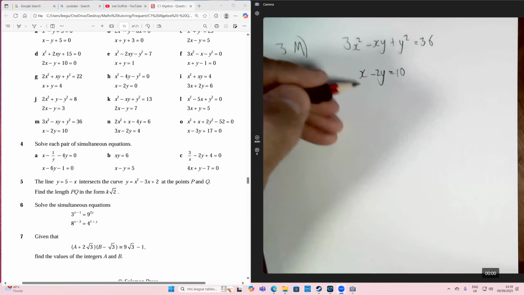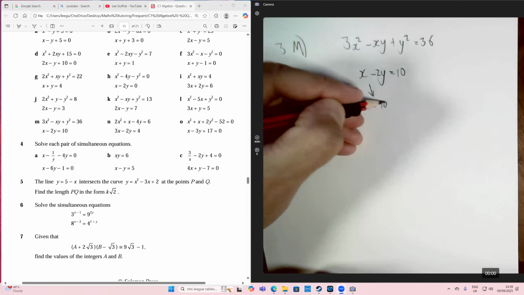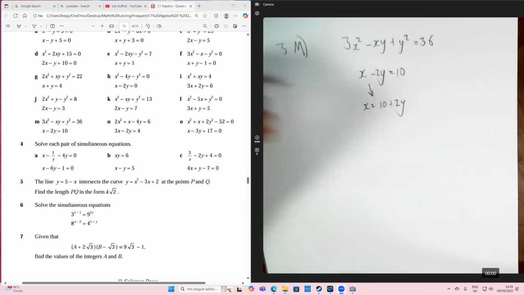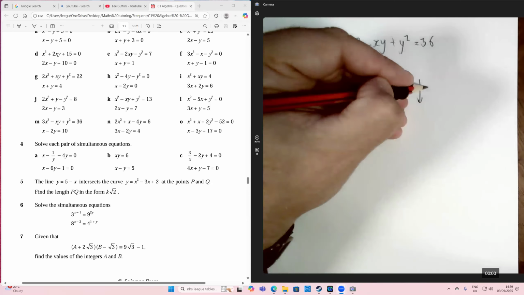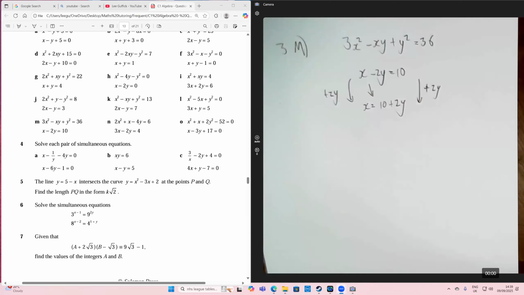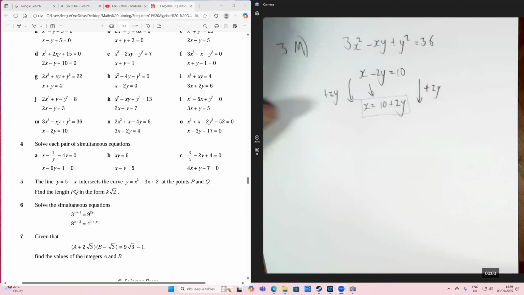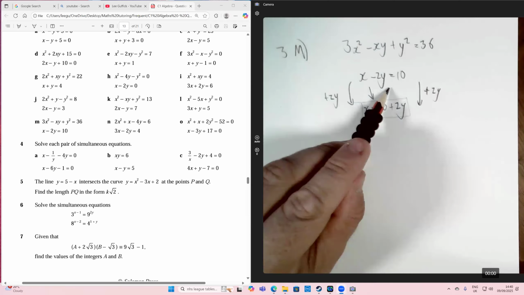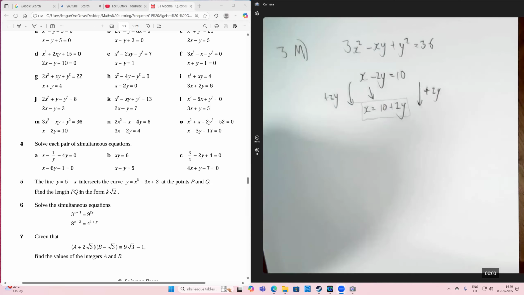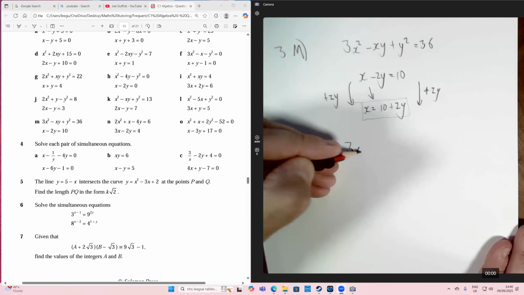And in this particular equation, I'm going to rearrange this to make x the subject by adding 2y to both sides. So I've added 2y to both sides there, so you can see what I've done. When I add 2y to both sides, I now get the equation x is equal to 10 plus 2y. And I could just as easily have made y the subject. It would not change the final result. So I'm now going to substitute this into the quadratic equation.